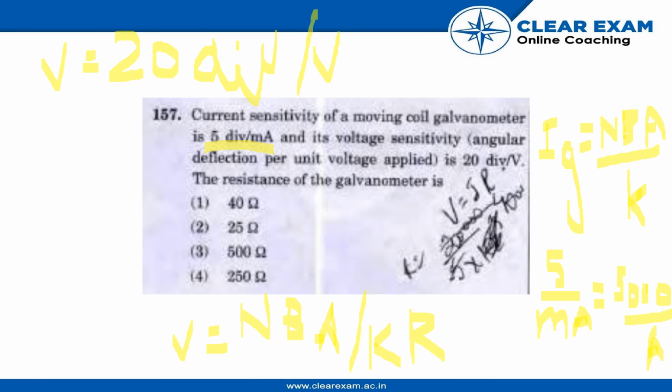So in order to find the resistance, R is equal to Ig upon V. So it will be 5000 upon 20. So this one will cancel. The correct answer will be 250 ohms. So the correct answer is 4. So let's see what's the correct answer. Yeah, the correct answer is 4, which is 250 ohm. Thank you everyone.